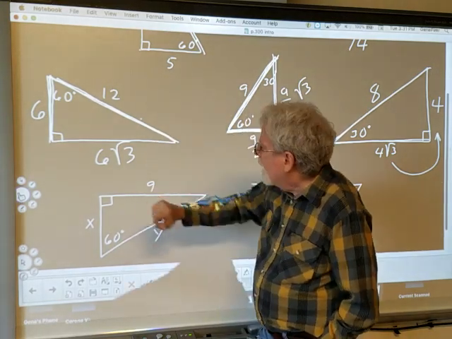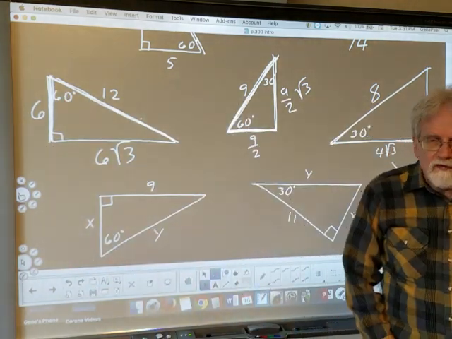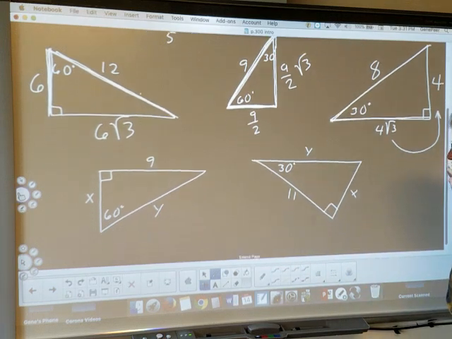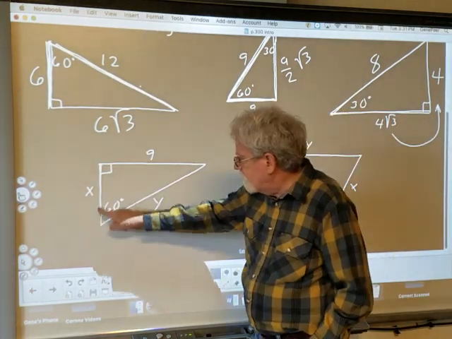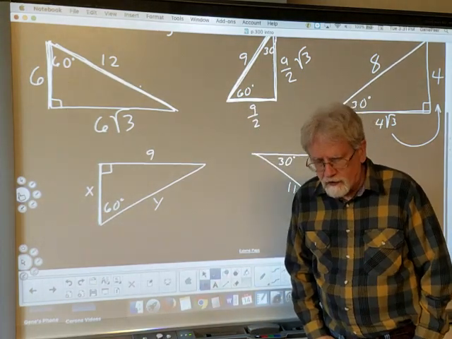Why bother? I consider the short leg to be kind of like home base. Always pass through the short leg. So in this case, I'm going to find x first. I'm going to find the short leg first. If I'm not given the short leg, I always find the short leg first.